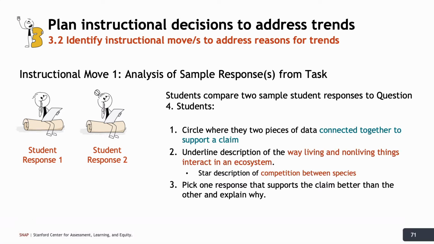Hopefully you notice that the prompts for this activity are very specifically designed to target the SEP and DCI that we're working on. These prompts specifically ask students to connect two pieces of data, since that addresses the reason for the trend in the SEP that we identified. And you'll also notice that students are explicitly asked to point out where they see competition between species, since this was also identified as a reason for the trend in the DCI.